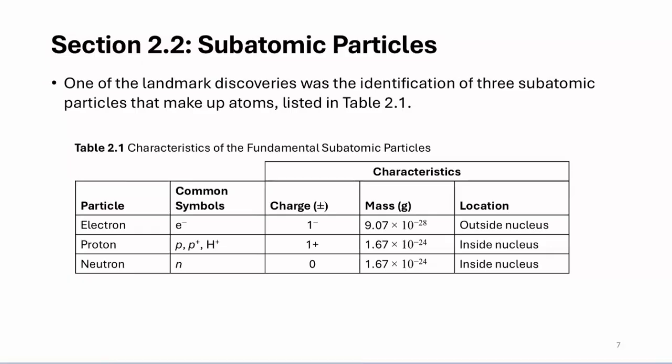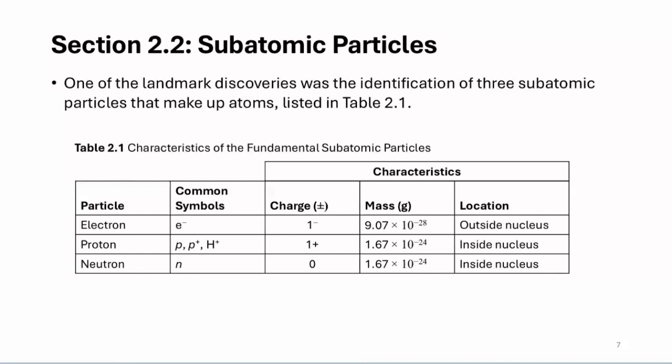In this video, we are going to learn about subatomic particles and isotopes. Each one of the elements in the periodic table is made from atoms. Atoms are the basic unit of any element. One of the landmark discoveries within the atom was the identification of 3 subatomic particles that are present in all atoms. These subatomic particles are listed in table 2.1.